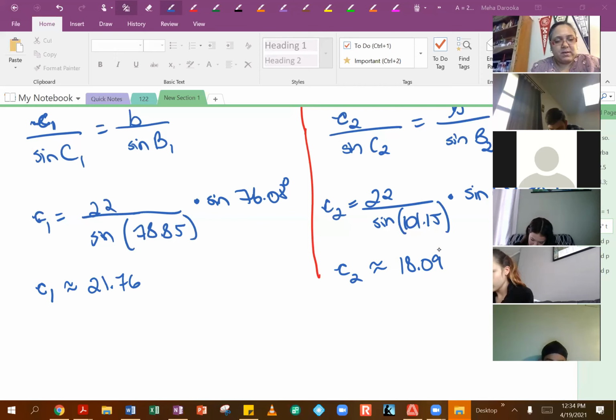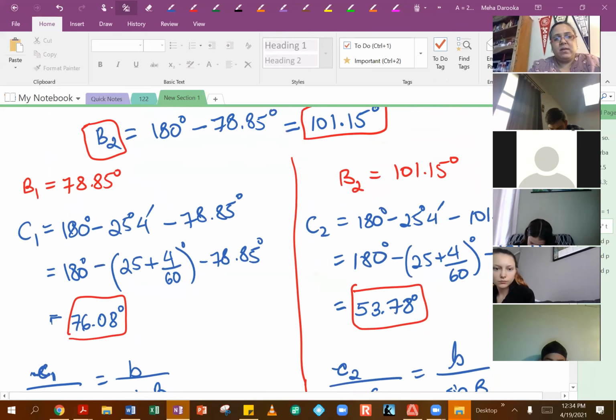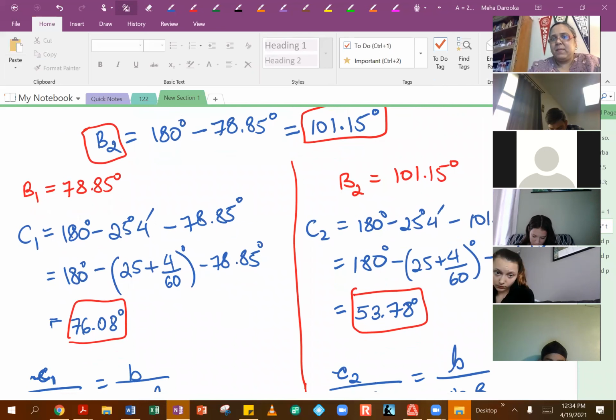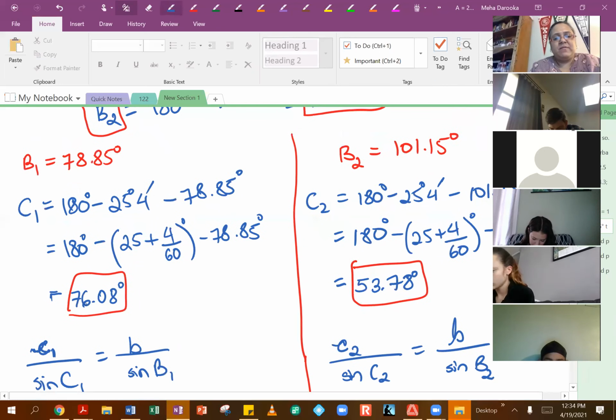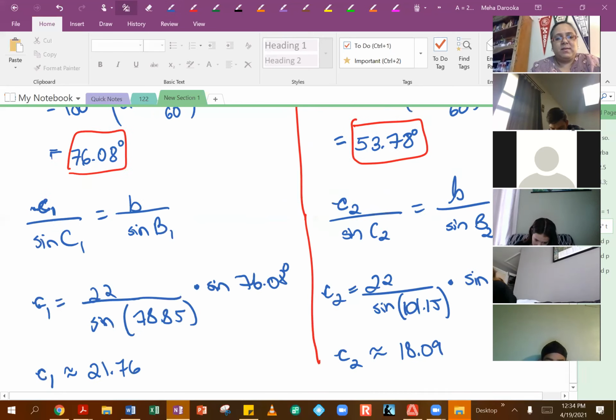Where did you get the 78.85 from? That's what we had for angle B1 in that first case. And then the other one? That was the C1 value, the 76.08. Oh, okay, that makes sense. Okay, good.